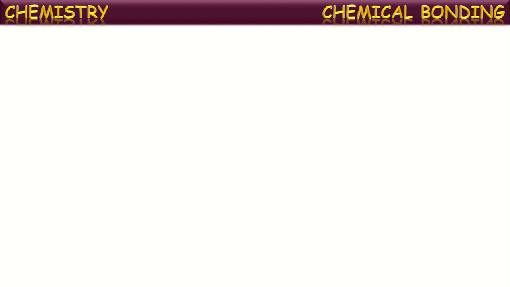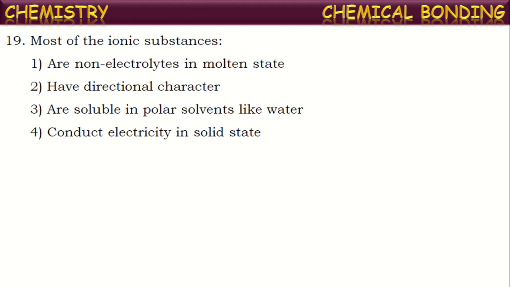Okay, next. Most of the ionic substances — here certain characteristics are mentioned. Are non-electrolytes in molten state? No, ionic compounds are electrolytes in the molten state. Have directional character? No, ionic bonds are non-directional. And are soluble in polar solvents like water? Yes, ionic compounds are soluble in polar solvents like water.